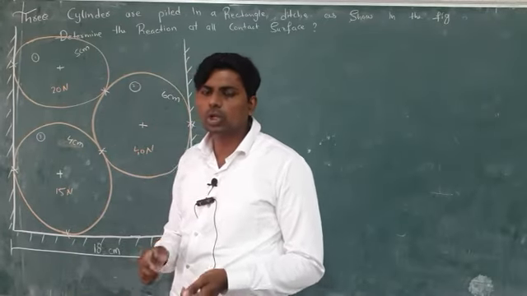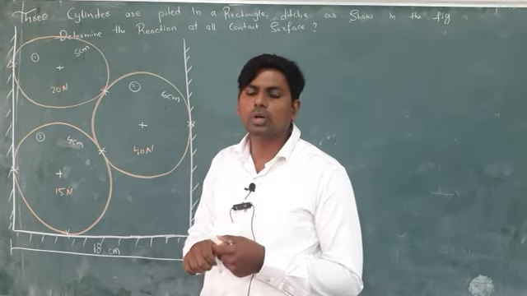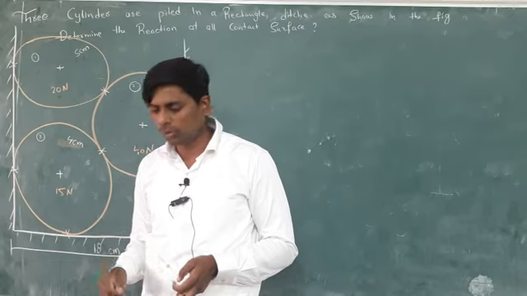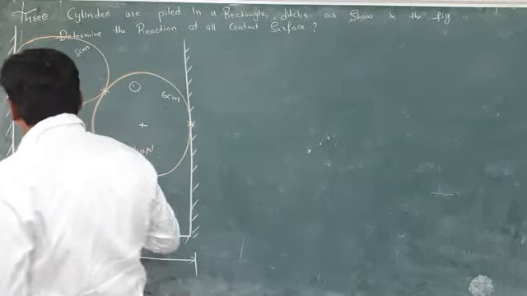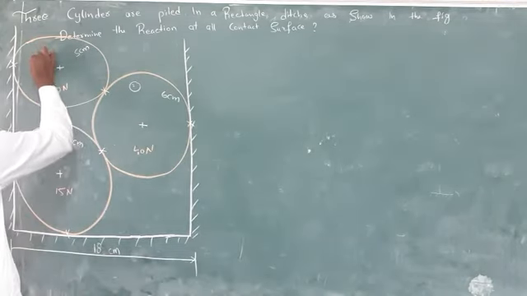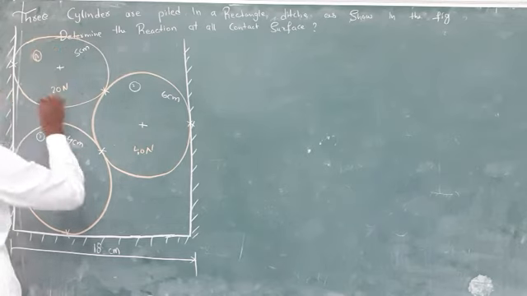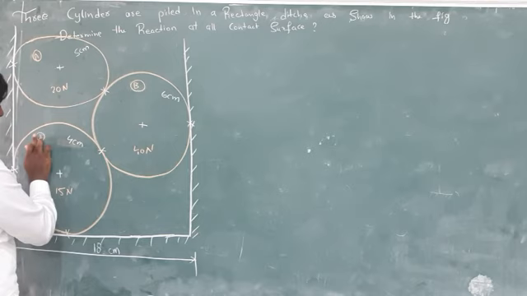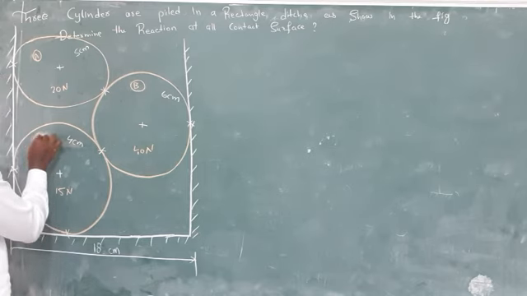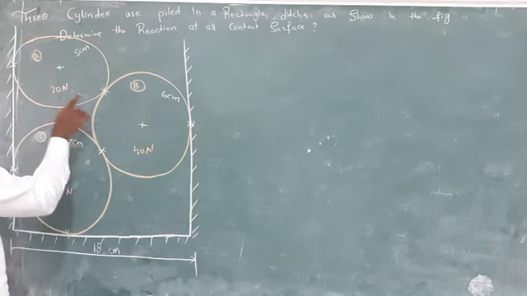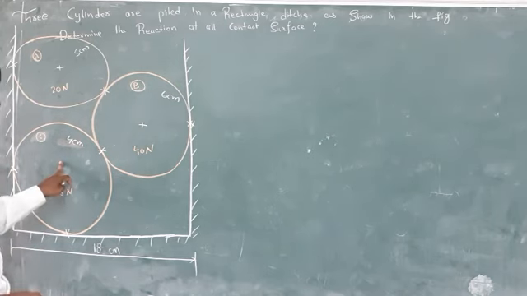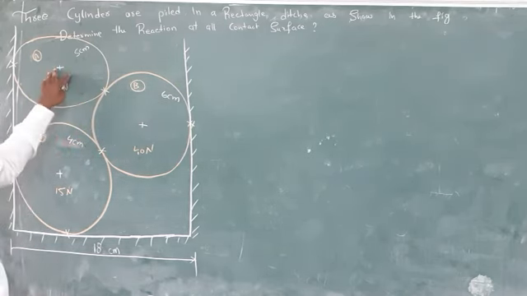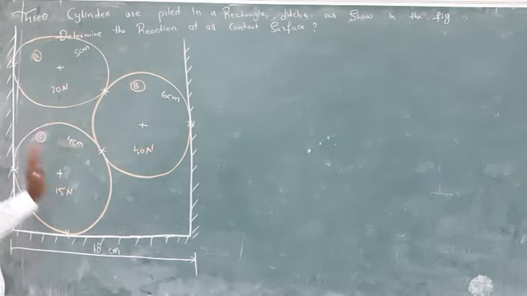Now it's up to you, whatever indications and labeling you want to give, you can give: 1, 2, 3, or A, B, C, D. The first one I will take as sphere A, this one as sphere B, and this one as sphere C. Sphere A, sphere B, and sphere C, or cylinder A, cylinder B, and cylinder C.